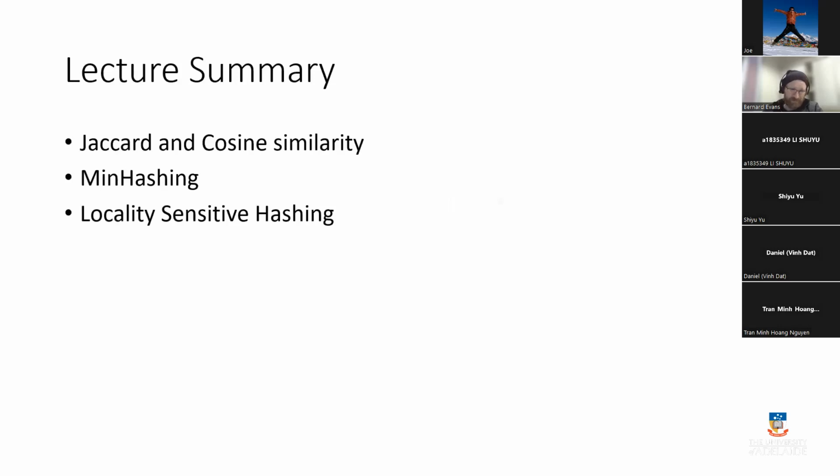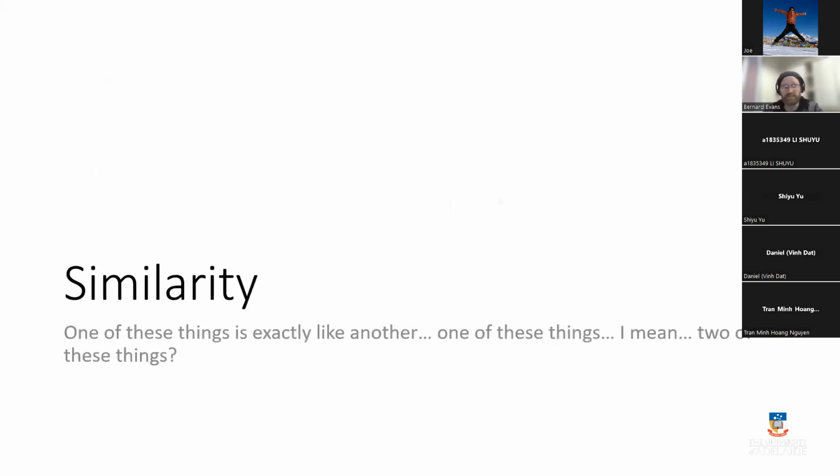Okay, so today what we're going to be doing is reviewing Jaccard and cosine similarity, which should have been in the online learning. We're going to have a look at min hashing, and we're also going to be looking at locality sensitive hashing. So that's basically what we're doing. But let's talk about it. What are we trying to do? We're trying to say these two things are the same.